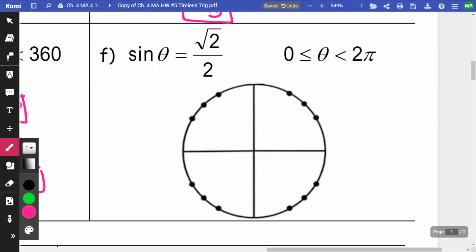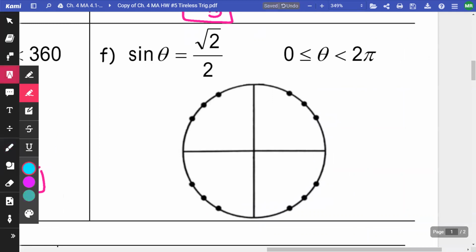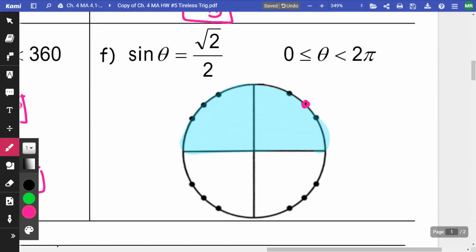On F, I want a positive sine. So a positive sine is going to be in quadrants 1 and 2. And my sine being a root 2 over 2 is going to be here and here. And in radians, this is going to be pi fourths and 3 pi fourths.